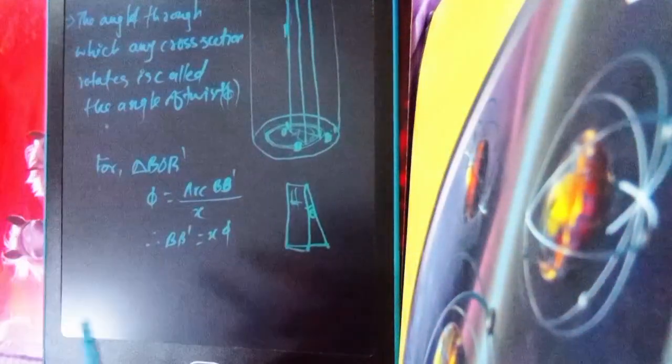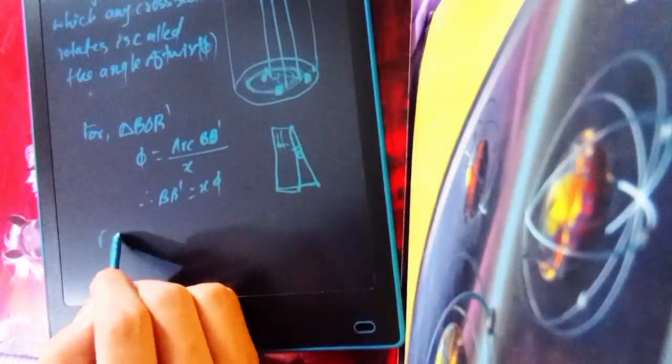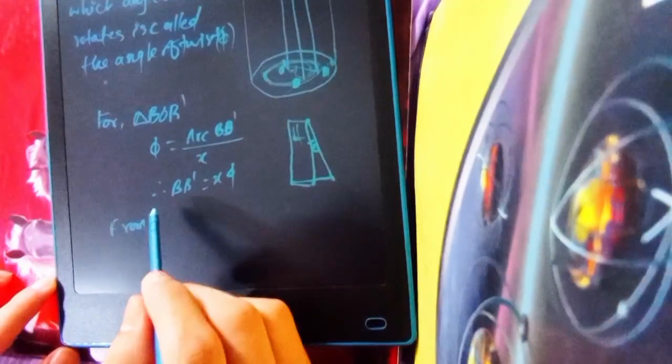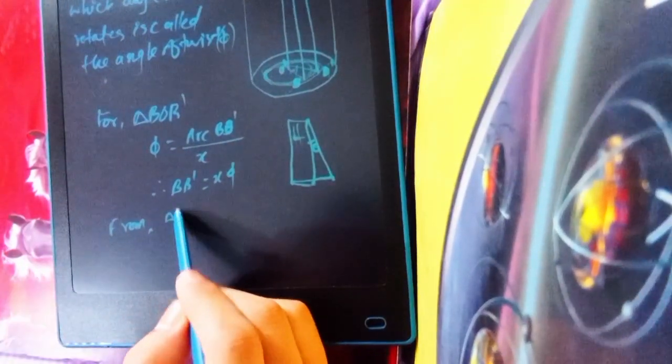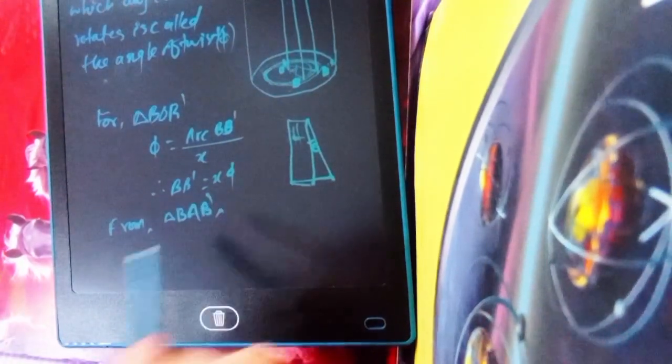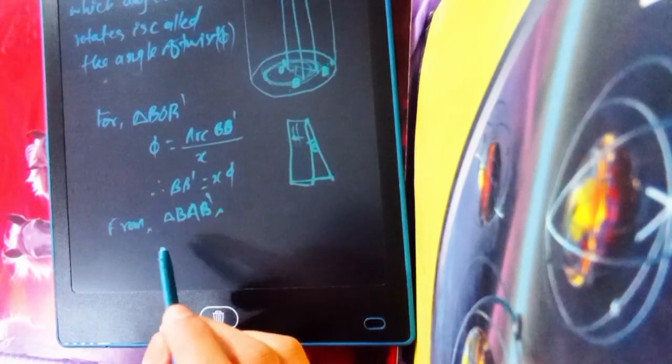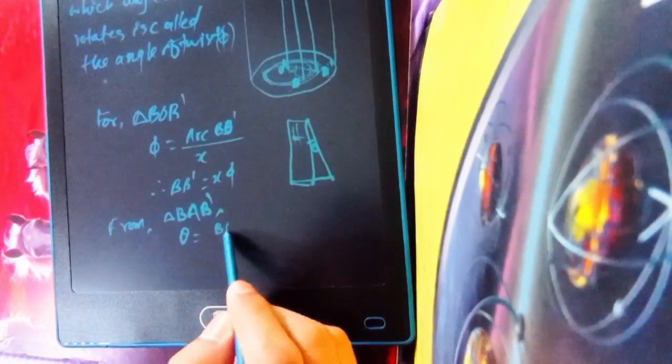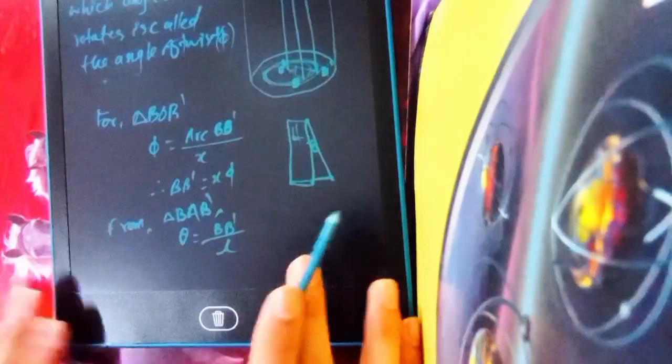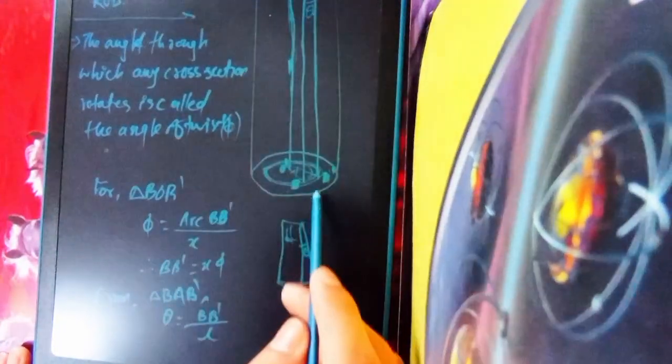So from triangle BAB dash, we can say theta is equal to BB dash by L. From here also you can say theta is equal to BB dash by L, where the length is L.